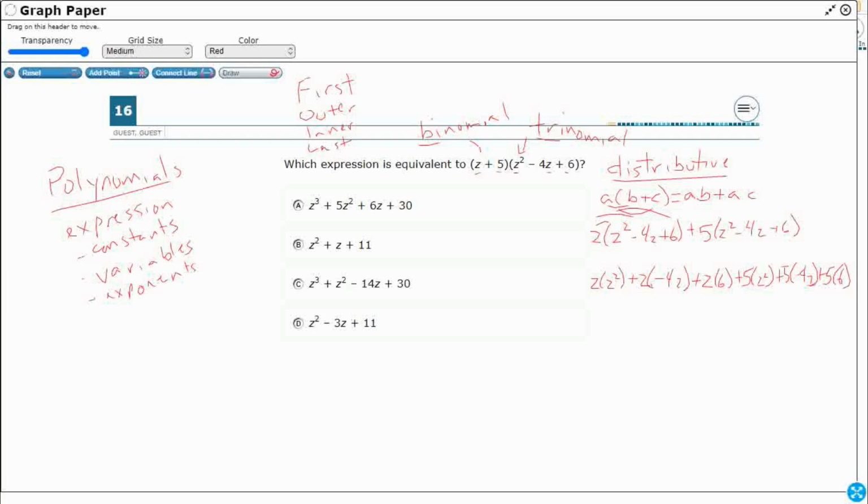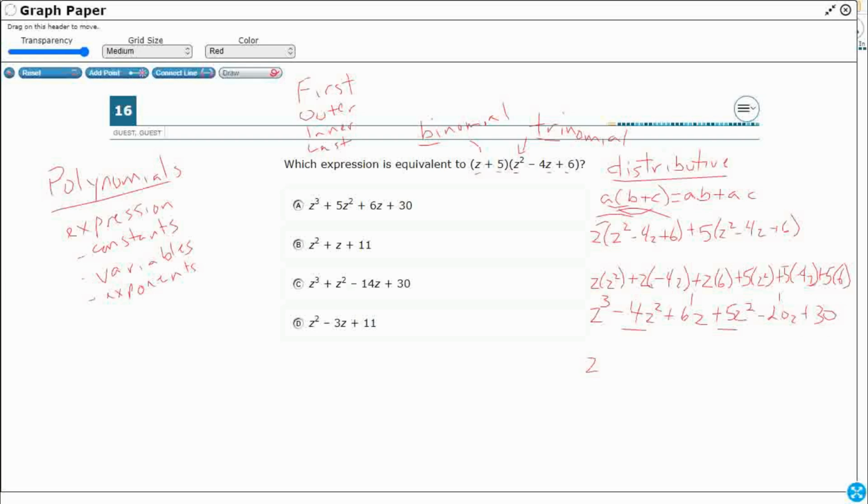Now, I can multiply all of those. I will be looking for like terms. So I've got z cubed, right? I've got a minus, since I've got that minus 4, z squared. I've got a plus 6z. I've got a plus 5z squared. So I'm going to combine that z squared and that z squared. I've got a minus 20z. So now I'm going to combine that one and that one. Then I've got a plus 30.